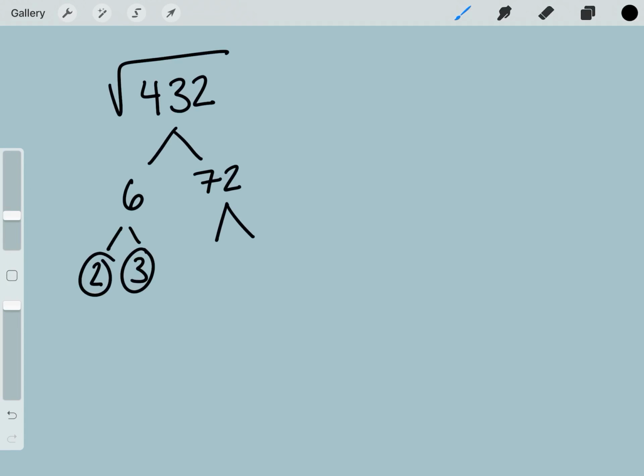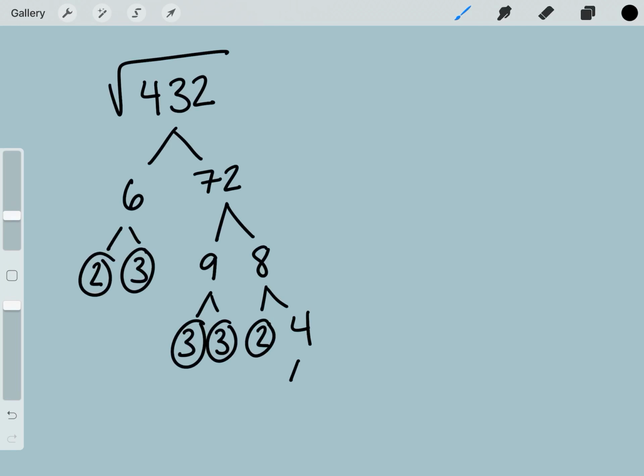And then 72, I'm going to continue to break down. 72 breaks down into 8 and 9. Neither of those are prime, so I'll continue to break them down. 9 is 3 and 3. Both of those stop there. 8 is 2 and 4, but 4 is not prime. Remember that 4 breaks down even further to 2 and 2.